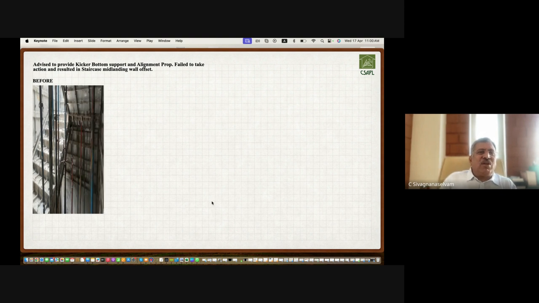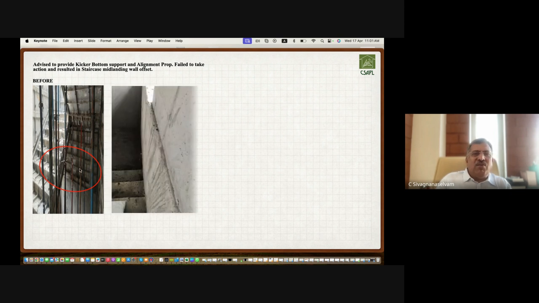This is when, before laying the concrete, the alignment of props and the bottom support, despite the instruction by the construction manager or the site engineer or the supervisor, the contractor didn't listen. This is the location where they wanted them to give extra support. It was not listened to. What happened? This is what happened.